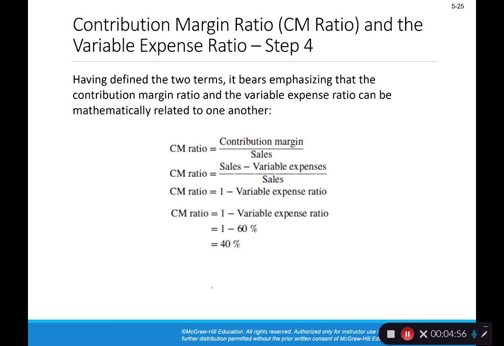So if I give you the variable expense ratio is 60%, you know the CM ratio is 40, and vice versa. So if I told you right now that the CM ratio is 30%, then you know the variable expense ratio is, and hopefully you said 70%. Likewise, I could tell you the variable expense ratio is 70%, and you should then be able to figure out the CM ratio would be 30. Combined, the variable expense and CM ratios have to equal 100%, or 1.